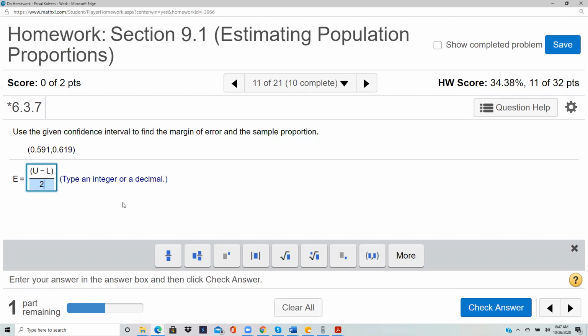So in this case, 0.619 is the upper bound. So 0.619 minus 0.591 divided by 2. So that gives you 0.014.